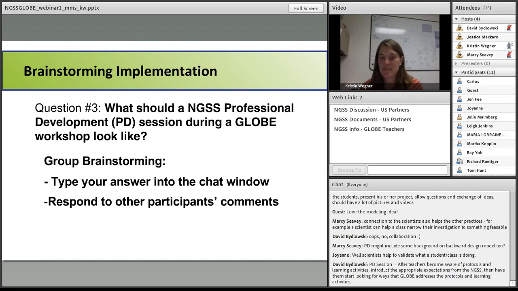And then Dave, PD session. After teachers become aware of the protocols and learning activities, introduce the appropriate expectations from the NGSS and have them start looking for ways that Globe addresses the protocols and learning activities. Good.